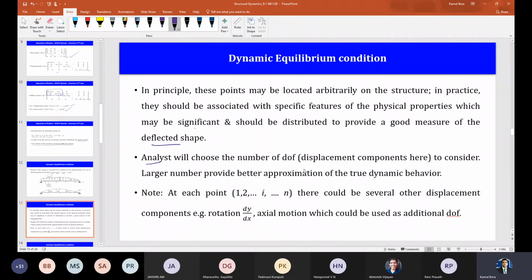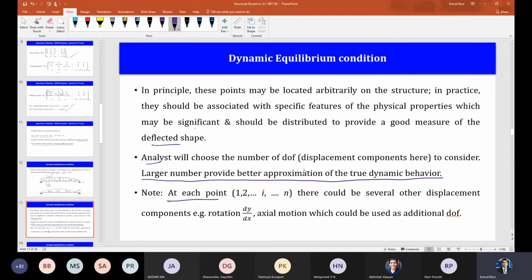So the analyst will choose the number of degrees of freedom, that is the displacement components, to consider. How many degrees of freedom you want to consider depends upon the analyst. A larger number will obviously provide a better approximation of the true dynamical behavior. That is obvious, because n equal to infinity is the real, actual system. So as you take more degrees of freedom, it will get closer to the true dynamic behavior of the system.